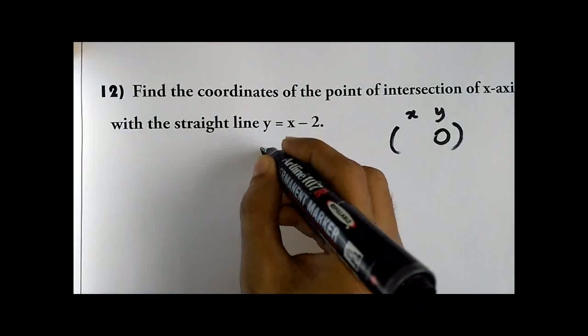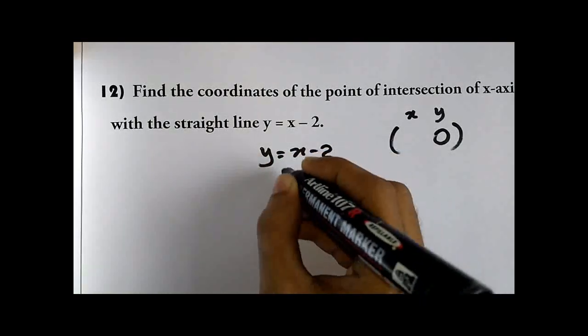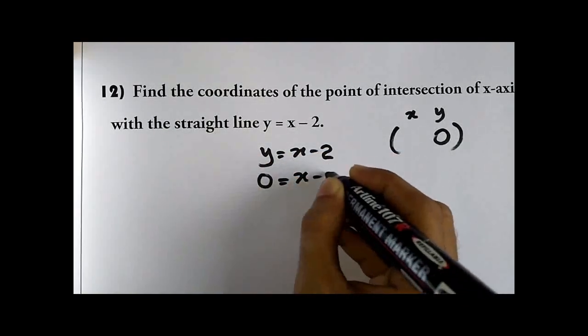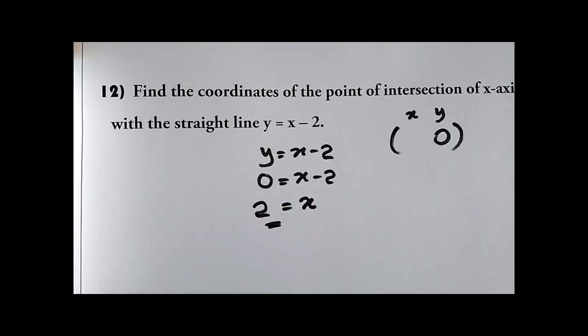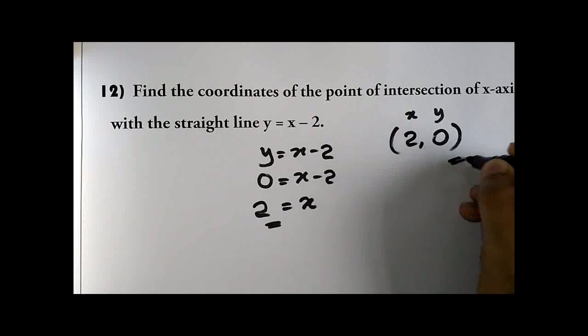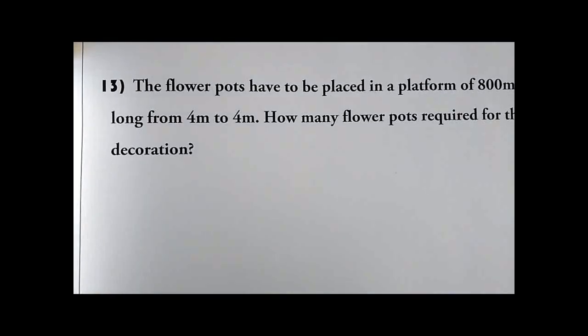Okay, fine. So now we have the value of y. We'll substitute that. Y equals x minus 2. So for this y, it's better to put 0. And minus 2, if we take that to the other side, then there will be plus 2. So the value of x is 2. So (2, 0) is the answer. This is not much difficult.